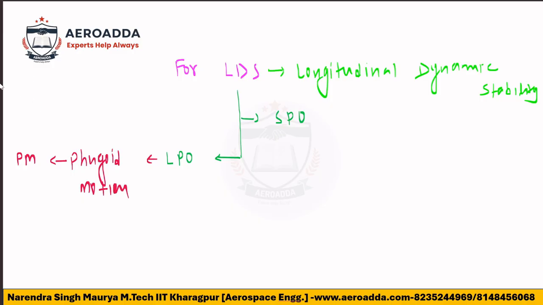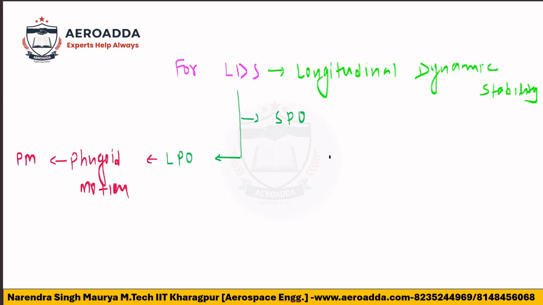Okay, so now think about it. What will be happening to the SPO and LPO in terms of the eigenvalue? This is very important for the numerical point. If it is a short period mode, then the eigenvalue having the largest imaginary part magnitude will always correspond to the short period oscillation.